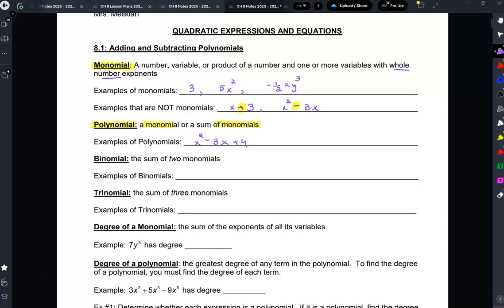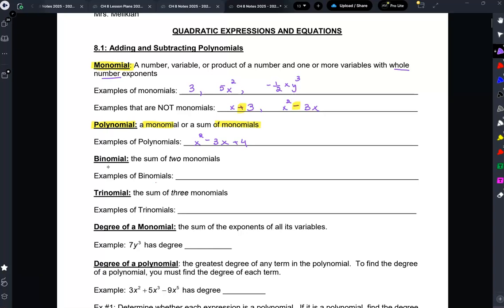Wait, you were raising your hand. A monomial is one term. Okay. Does a polynomial have to be 3 or more? It can be. Because isn't 2 a binomial? A polynomial is general. It can have 1, 2, 3, 7, however many.